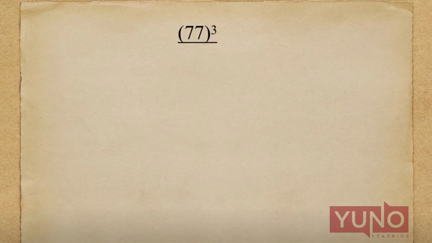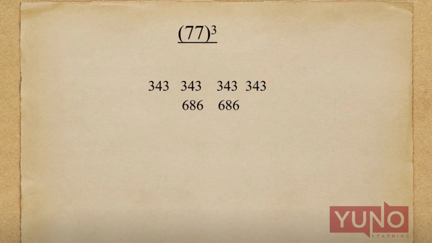7 cube. We all know that the 7 cube is 343. So as a first step, I will mark 4 places and I will put 343 at all 4 places. Now, as a second step, I need to make the double of 343. The double of 343 is 686. So, under the third place and under the second place, I will be putting 686.